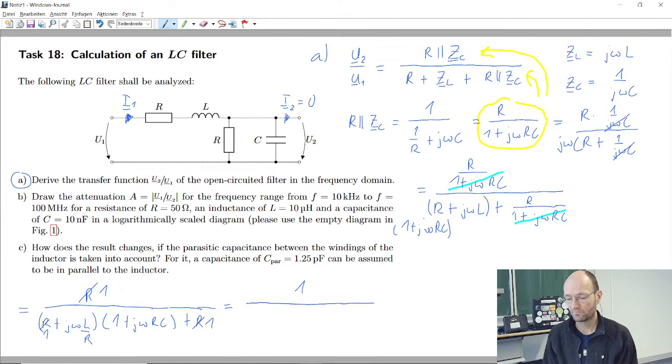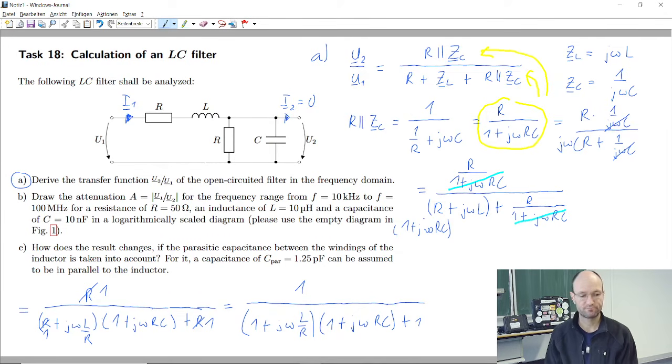divided by 1 plus J omega L divided by R. It's a double fraction, but it's not too bad in this case. And 1 plus J omega RC. And another 1. And this is now not looking too bad, because we have lots of 1s, and each parameter only appears once. Yeah, we just have the L once and the C once.